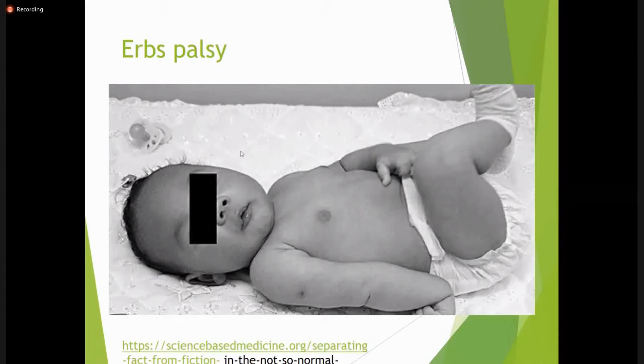This is the Erb's palsy, and you can see that this is also termed as the waiter's tip hand or the policeman's tip hand. It occurs because of damage to the brachial plexus, and the arm is adducted to the side of the body and internally rotated, and the wrist is flexed. There is flexion of the wrist and the fingers. So it's a classic waiter's tip or policeman's tip hand. And Erb's palsy usually resolves within 2 to 3 weeks, just physiotherapy is needed.